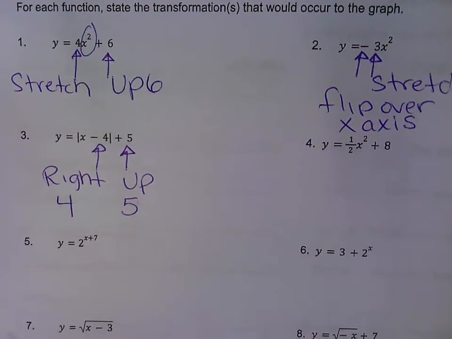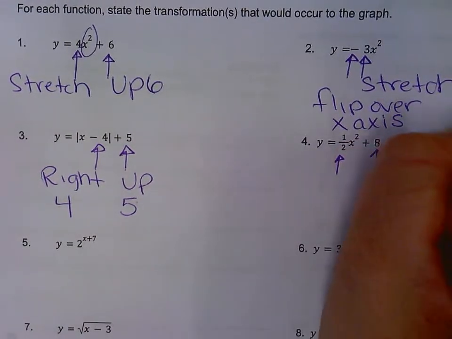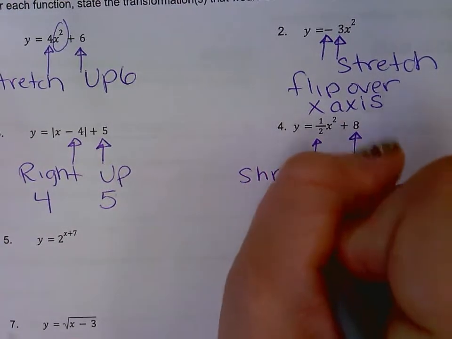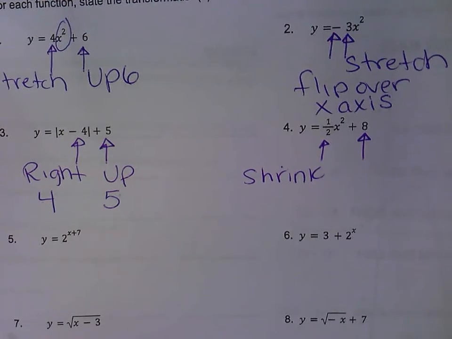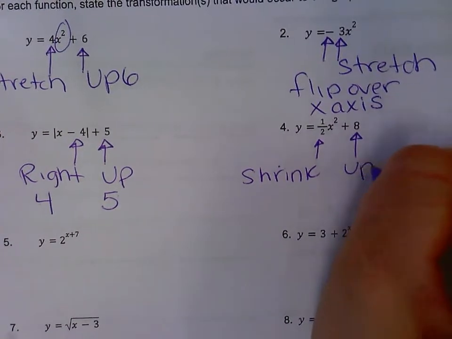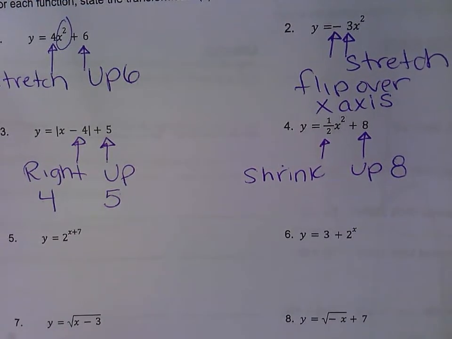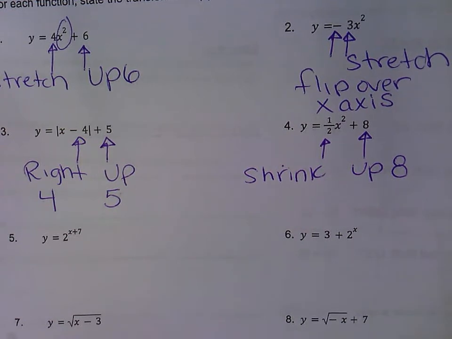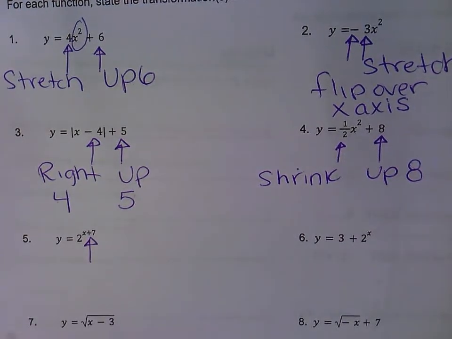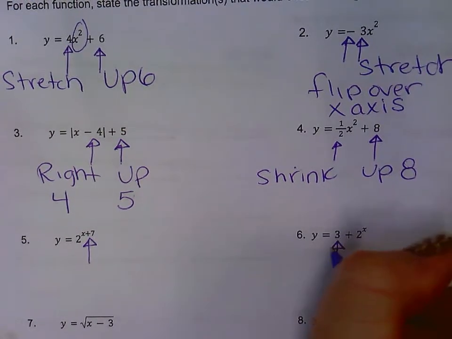All right, what 2 things are happening in number 4? Yep, it's less steep, so I just call that shrink. It's less tall. And then a plus 8, up 8. Try it with the people at your table and see if you can draw an arrow. What is different? For each function, they probably have maybe 2 things happening to it. On number 5, all you have to say is what that x plus 7 does. And on number 6, all you have to say is what that 3 does.